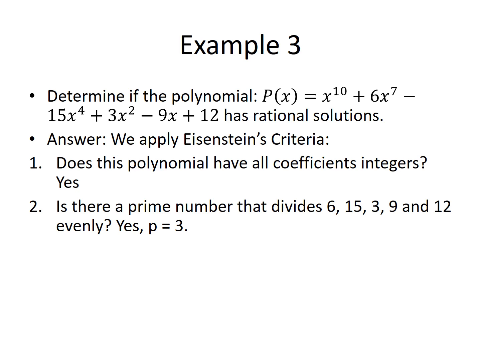The second step is to determine if there is a prime number that will divide all of the coefficients evenly except the leading coefficient. So our coefficients are 6, negative 15, 3, negative 9, and 12. And all I need is a prime number that will divide all of those evenly, and the answer is yes, there is one, and 3 happens to be our choice.